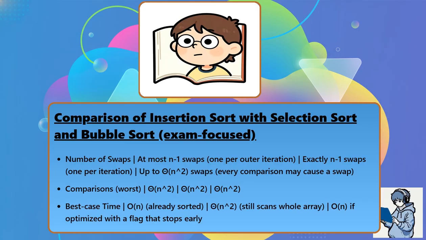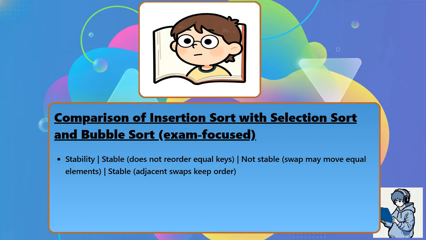Best case time: insertion sort is big O of n when already sorted. Selection sort is theta of n squared, since it still scans the whole array. Bubble sort is big O of n if optimized with a flag that stops early. Stability: insertion sort is stable, it does not reorder equal keys. Selection sort is not stable, since a swap may move equal elements. Bubble sort is stable, since adjacent swaps keep order.